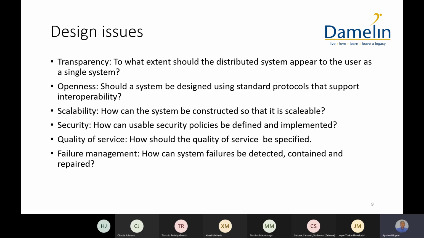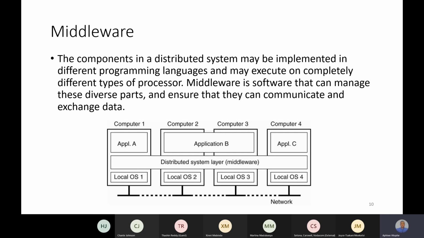And then we have the middleware, okay? The components in a distributed system may be implemented in a different programming language or different programming languages, and may execute on completely different types of processors. Middleware is software that can manage these diverse parts and ensure that they can communicate and exchange data. So the middleware in any system is a translator, okay? It's there to bridge and convert from one language to another.